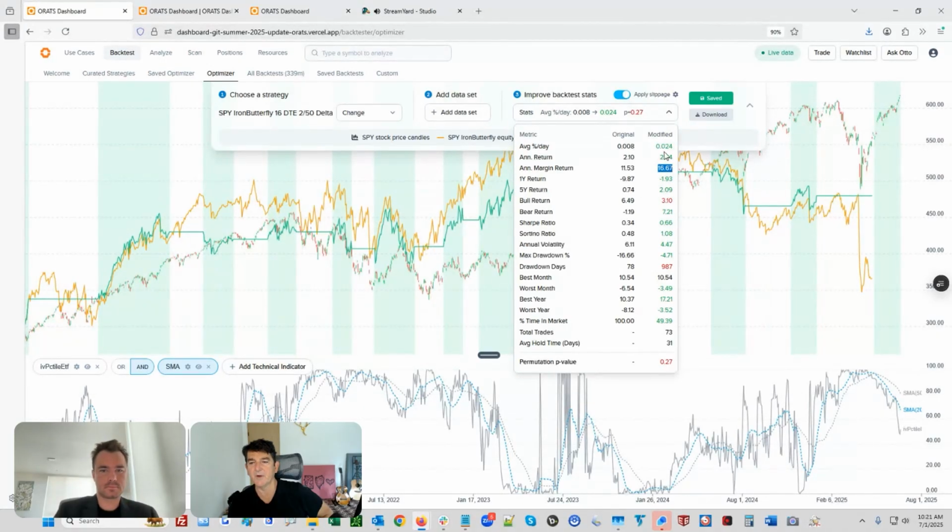So that's what all these are. In this case, how this did in a bullish market was worse. We only made 3%, whereas before it made 6%. But it's better over the last 5 years, better over the last year, and so we put these calculations in to help you look at how the new one compares to the old one.